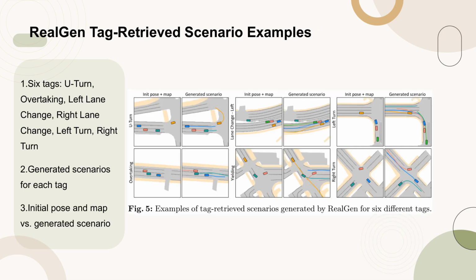Figure 5 presents examples of scenarios generated by RealGen for 6 distinct tags: U-turn, overtaking, left lane change, right lane change, left turn, and right turn. Each example is divided into 2 parts. The left part displays the initial pose and map, while the right part showcases the scenario generated by RealGen. This visual representation highlights the effectiveness of RealGen in creating contextually relevant scenarios based on specific tags.